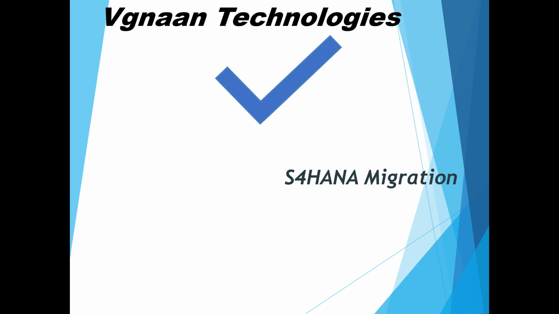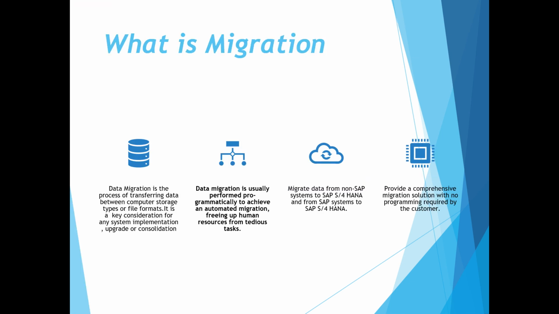So let's understand what the S4HANA migration is. So what is a migration? Data migration is the process of transferring data between computer storage types or file formats. It is a key consideration for a system implementation, upgrade or consolidation. Data migration is usually performed programmatically to achieve an automated migration, freeing up human resources from the tedious task. So migrate the data from non-SAP systems to the SAP S4HANA system and from an SAP system to an S4HANA system.